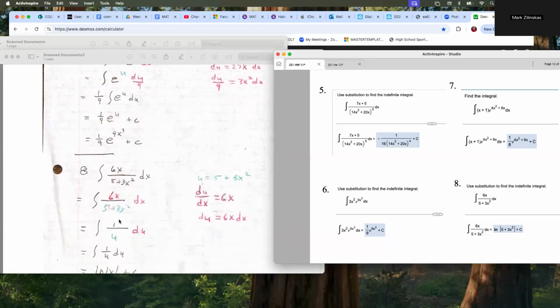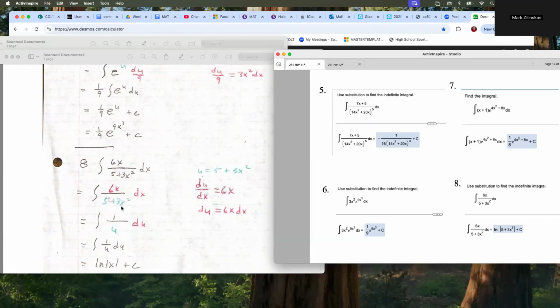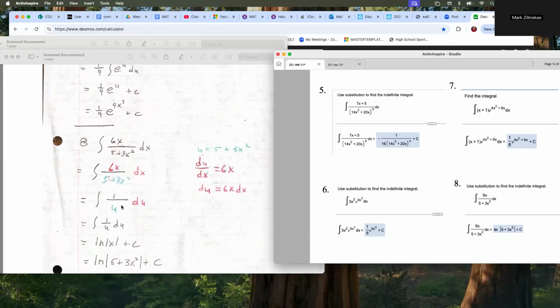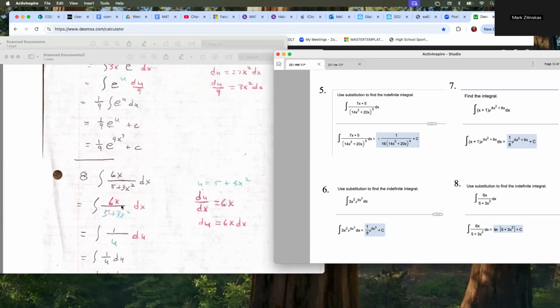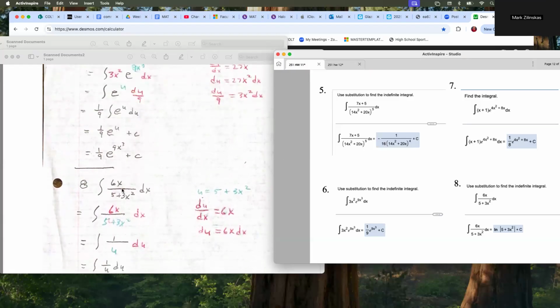The last one here, kind of hard to see the composition, but my outer function is 1 over x. I know I got some other stuff in here, the 6x, but it's really 1 over x. And I'm just using that formula for the integral of 1 over x as the natural log of x, okay, or the natural log of the absolute value of x. And so what I need to do here is, I need to again let u be my inner function. So that's the 5 plus 3x squared.